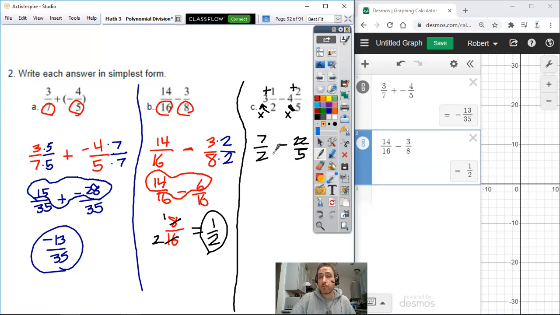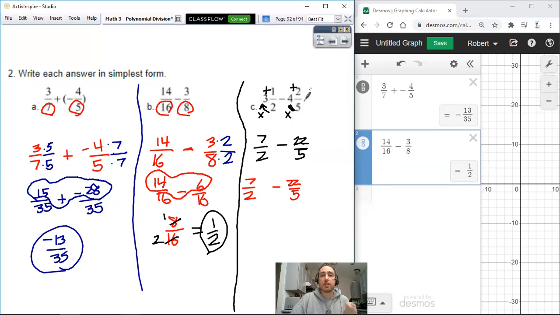So 7/2 minus 22/5. Again, we got to get a common denominator, so think about what 2 and 5 both go into. It's 10. So we want to make 7 over 2 and 22 over 5 have a denominator of 10, and we have to multiply by the appropriate number to get that up to 10. So 2 times 5 is 10. And then 5 times 2 is 10. So I have to multiply the 22 by 2, 7 times 5. That's going to be 35 over 10 minus 44 over 10.